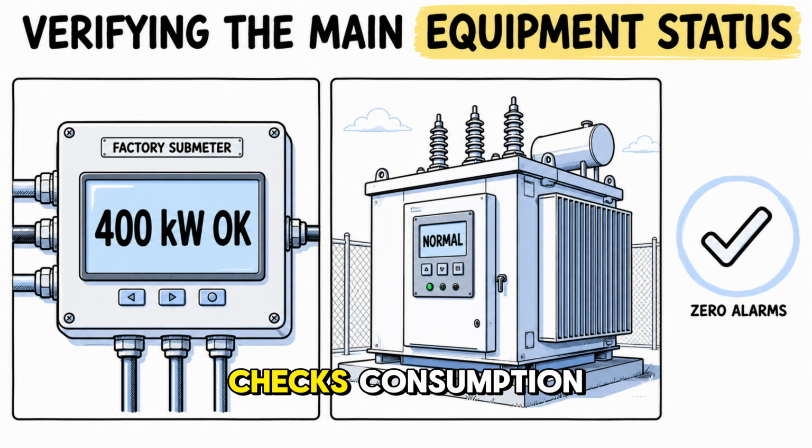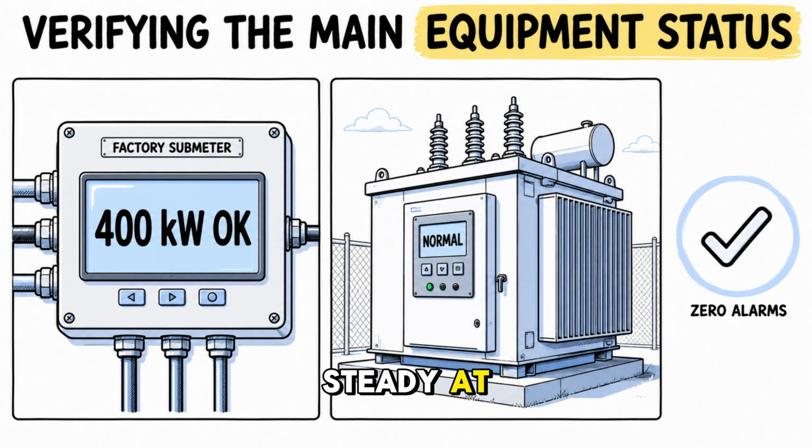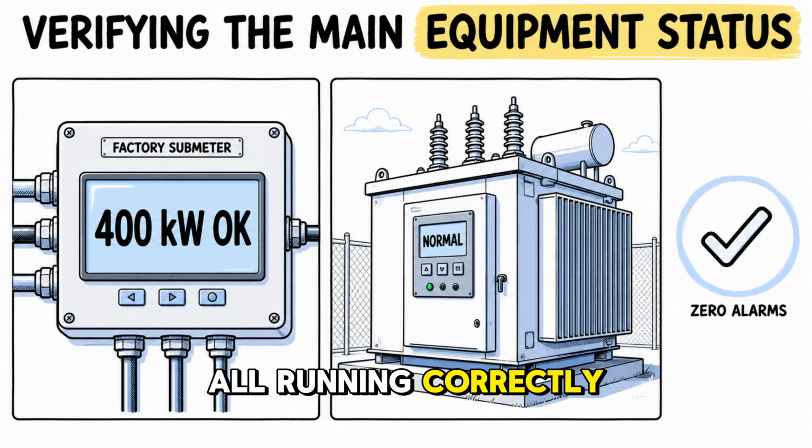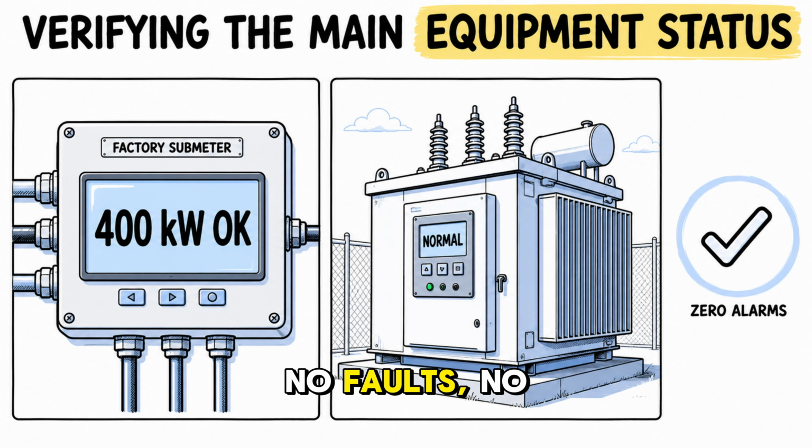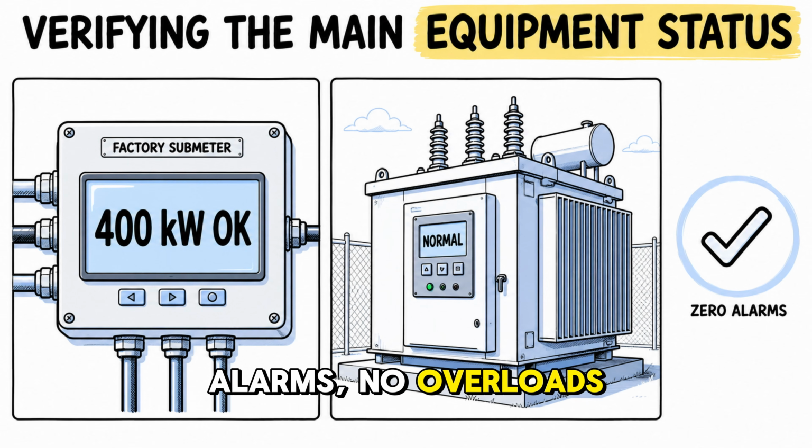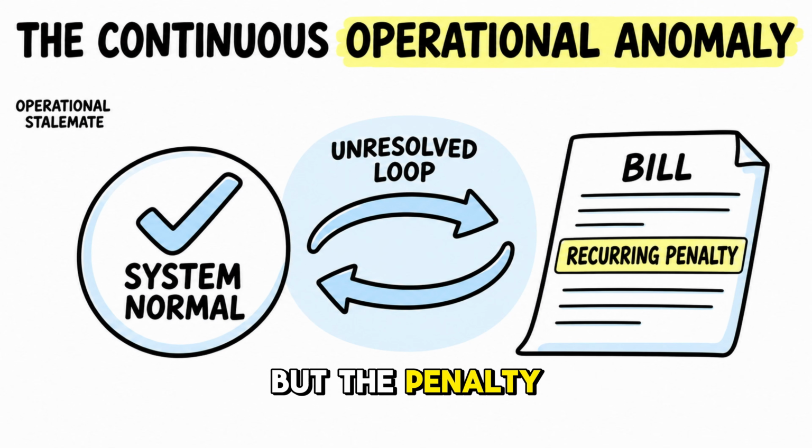The facility manager checks consumption and finds it steady at 400 kilowatts. He checks the machines, all running correctly, and the transformers, no faults, no alarms, no overloads. Everything looks normal, but the penalty keeps appearing on every bill without exception.